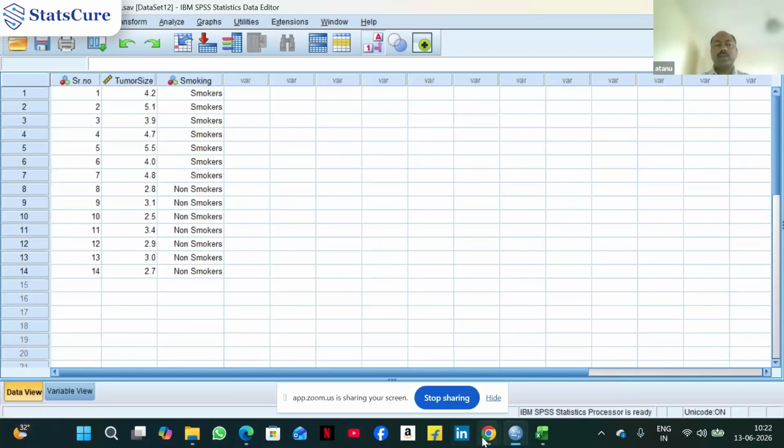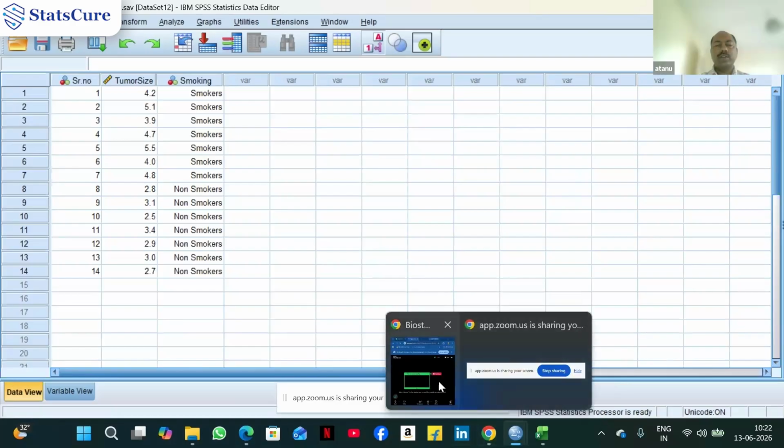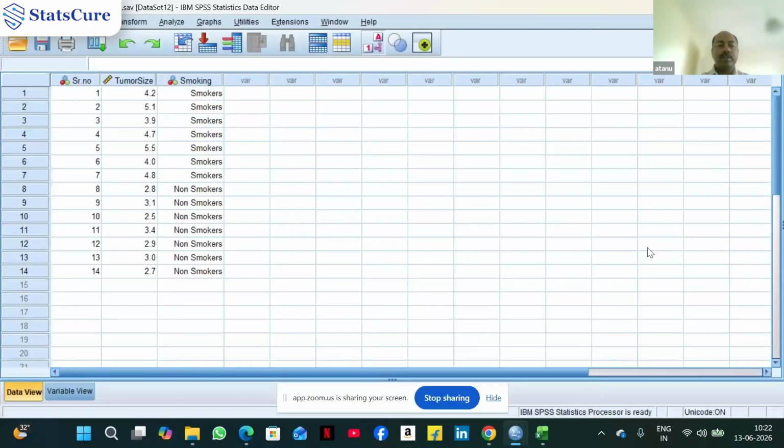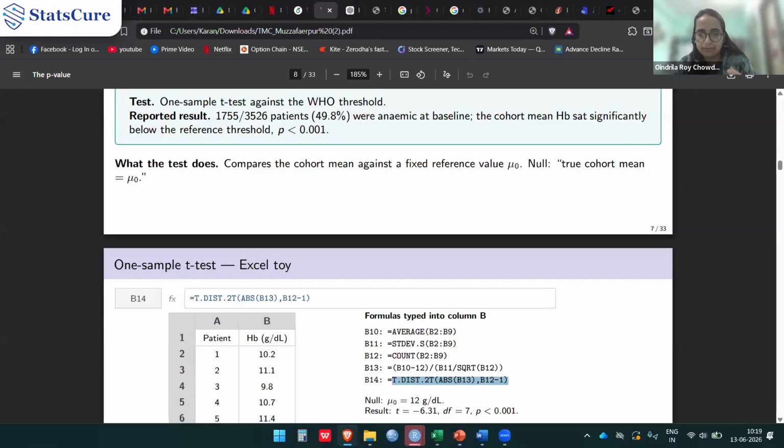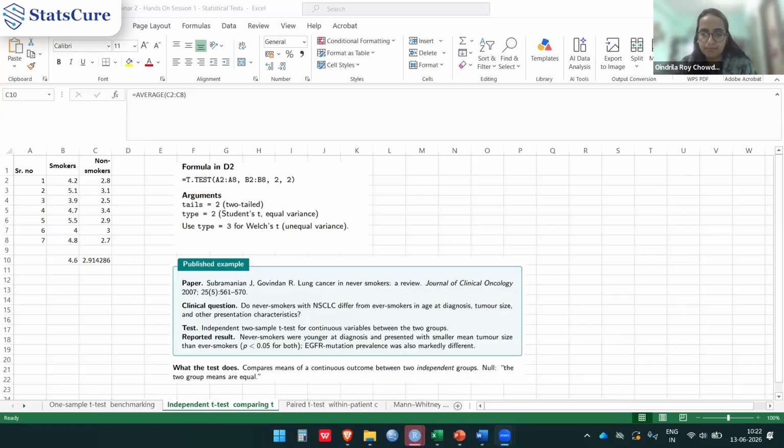Could you share your screen, because it's showing SPSS still. I will stop sharing for some time. Okay. Is it visible? No? Yeah, please.